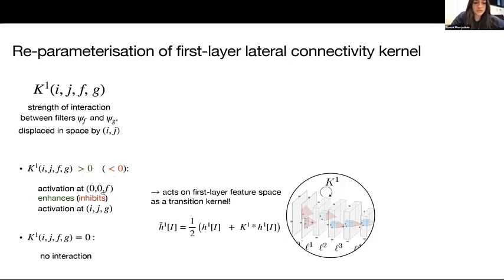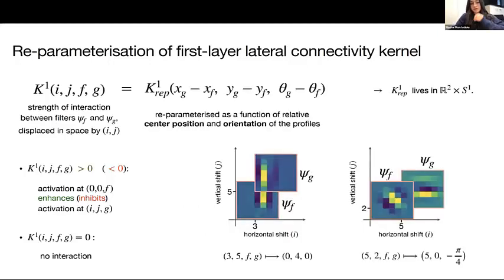So this interaction can be positive or negative, meaning that the activation at one point will enhance, so increase the activation at the other point, and vice versa, or suppress the activation at the other point in case of negative values. And in case of zero values, that means that the activation at the two points just depends on the feed-forward input that they receive. So we want to express the same thing, but in terms of relative positions and orientations.